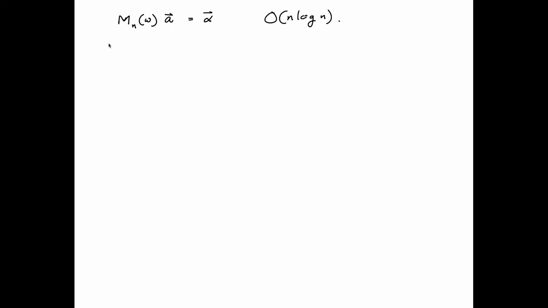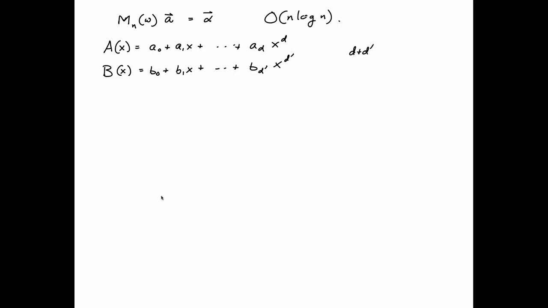So suppose that we are given two polynomials, A of x equal to a0 plus a1 x plus a sub d x to the d, of some degree d, and B of x equal to b0 plus b1 x plus b sub d prime x to the d prime, of some degree d prime. Now when we multiply these two polynomials, we get a polynomial of degree d plus d prime.